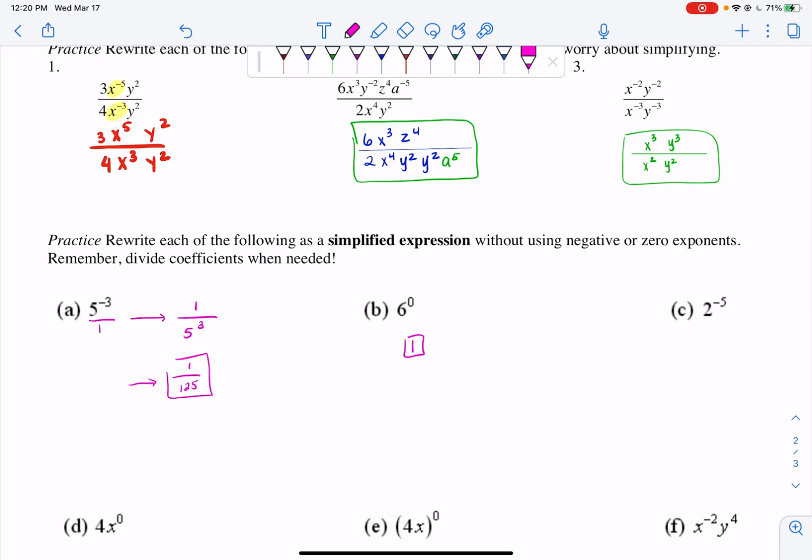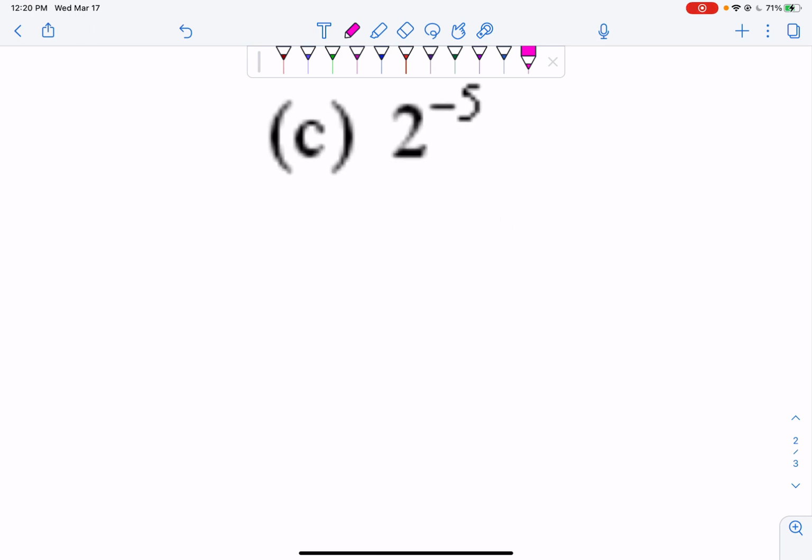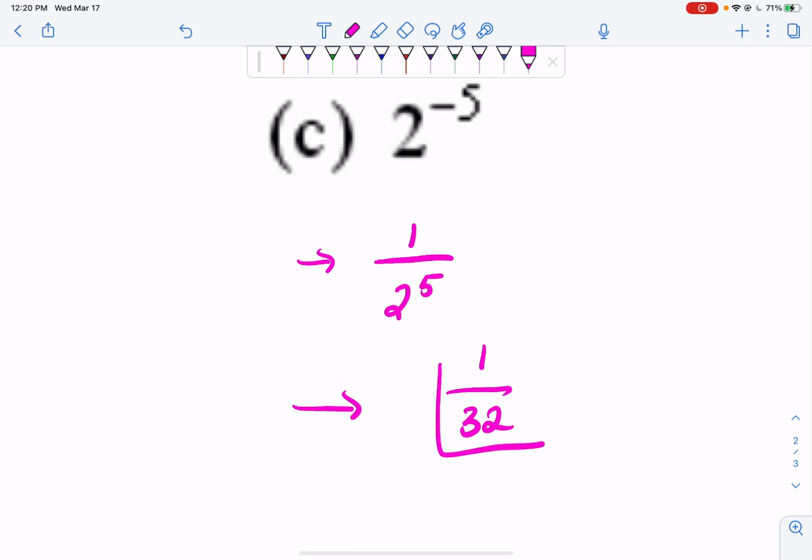2 to the negative 5th. That's the exact same as part A, where I had 5 to the negative third, but instead of raising it to the negative 3, I'm raising it to the negative 5. So I'm going to be putting this as 1 over 2 to the 5th. Can you tell me what 2 to the 5th is equal to? Good, I get 32. So I get 1 over 32.